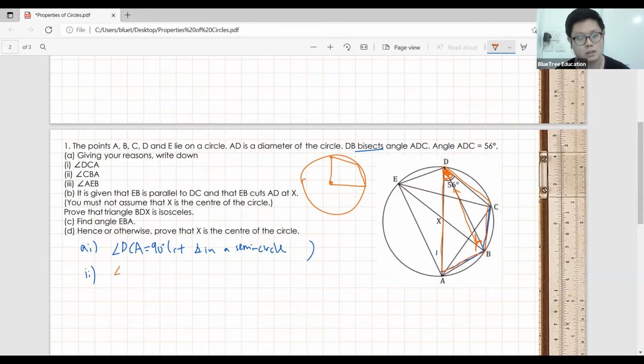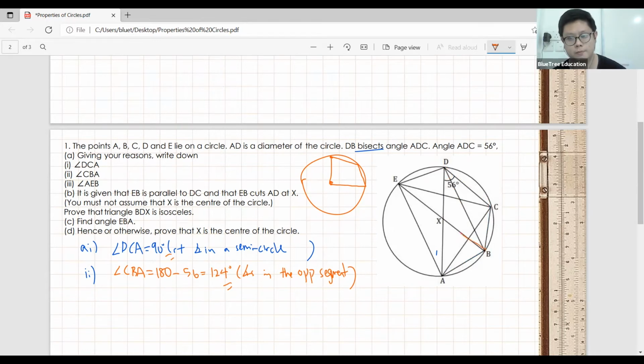What is the name of this property? Do you remember that? All right, the property is called angles in the opposite segment. And we got it. Okay, the third one is to find AEB.